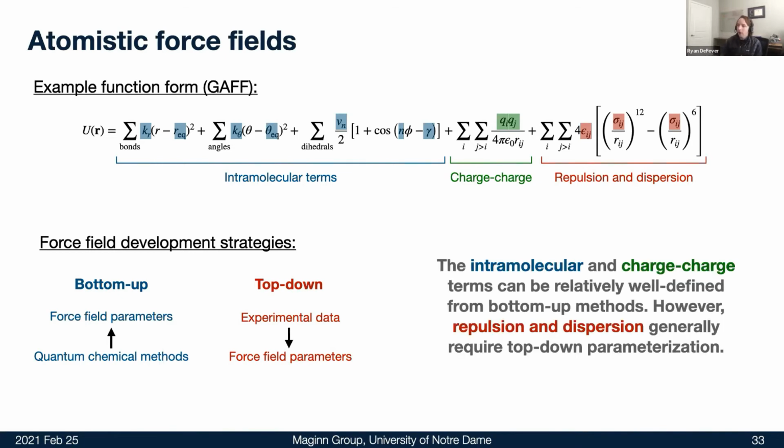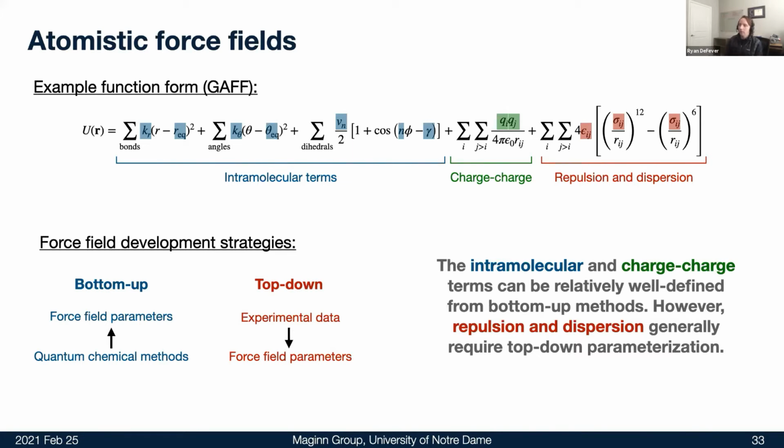Now, in general, we believe the intramolecular and the charge-charge terms can be relatively well defined from bottom-up methods. There's been a fair bit of work to develop approaches to get these quantities from bottom-up. But the repulsion and dispersion terms are much, much more difficult to do from bottom-up tuning. And so these generally are going to require a top-down approach to force field parameterization.